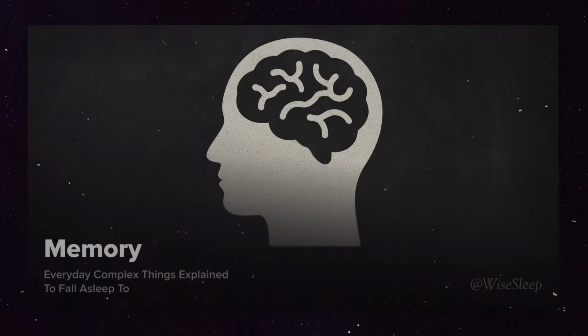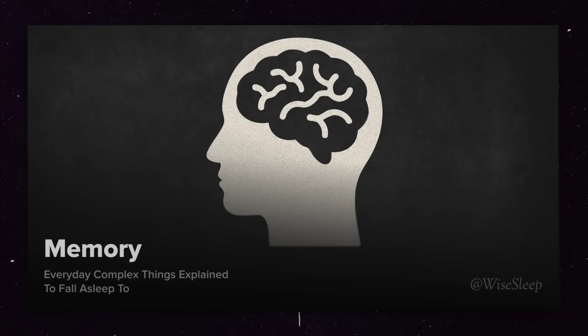Memory. You remember where you parked your car, how to unlock your phone, or the name of someone you just met, all thanks to memory. Memory is your brain's ability to store, keep, and bring back information. It's what allows you to carry experiences from one moment into the next. There are different types of memory, and they work together constantly, often without you noticing.